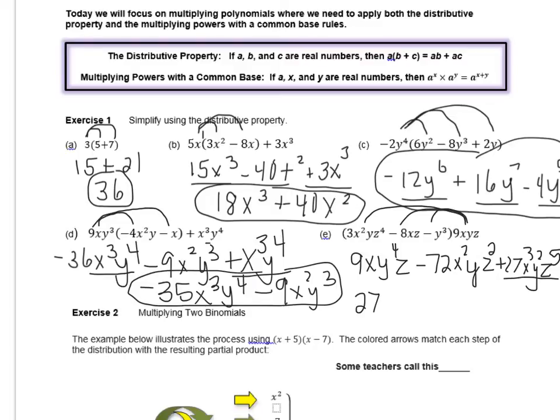So 27x to the third y squared z to the fifth goes first. And then it really doesn't matter because both of these have a degree of 4. 2 plus 2 is 4, and this has a degree of 4. So we'll just put them in the same order.